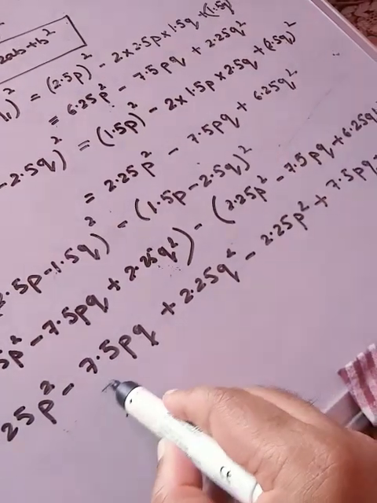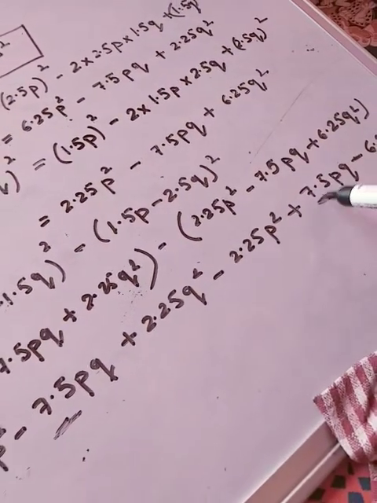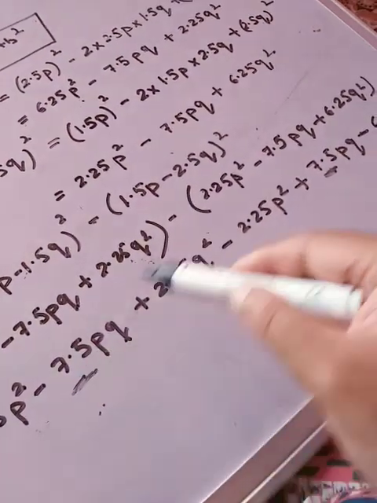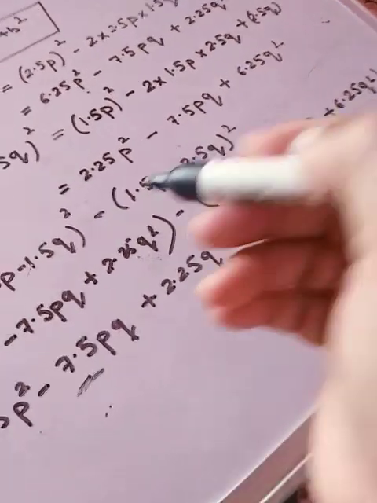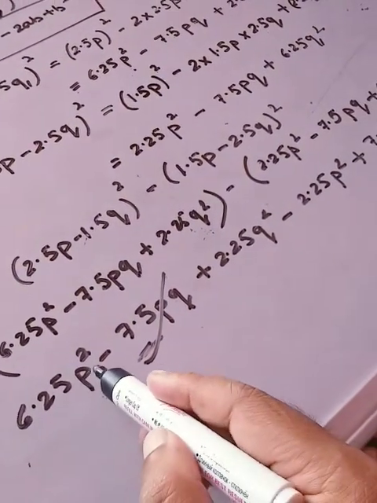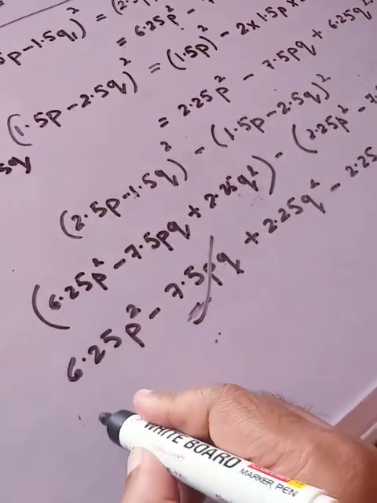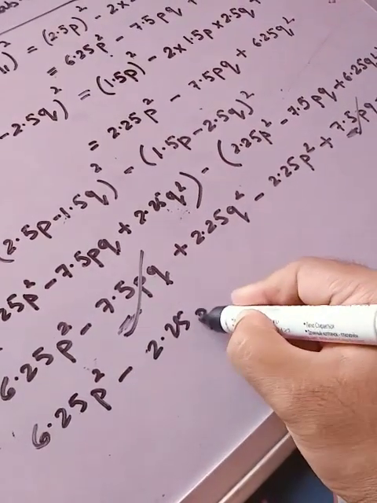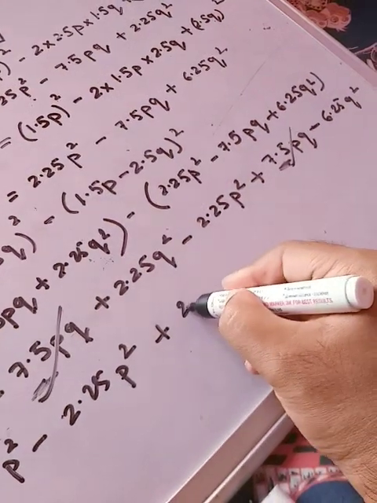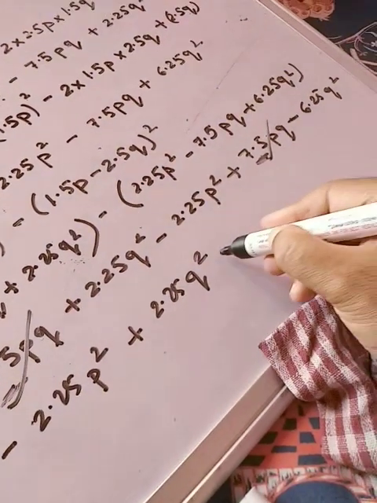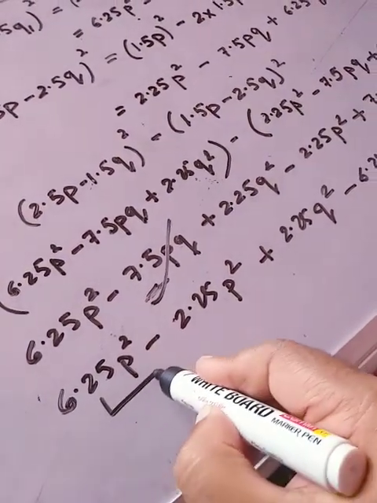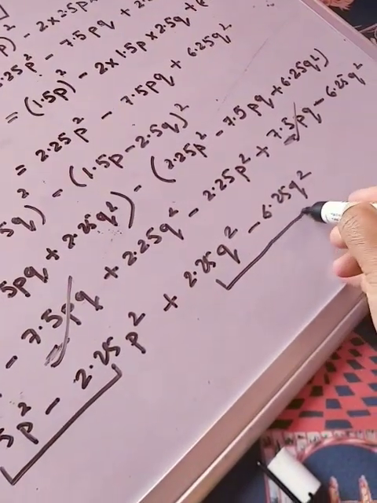Okay, now you see these two are like terms, isn't it? So minus 7.5 pq plus 7.5 pq, it will be what? 0, because minus plus is minus. 7.5 minus 7.5 is 0, so we'll cancel this out. Now we'll bring the 6.25 p square, where is p square? This. So we'll bring all the like terms together now. So p square minus 2.25 p square. Now we'll bring the q square together. 2.25 q square minus 6.25 q square. Now we'll solve this too because these are two like terms, and we'll solve this too because these are also two like terms.